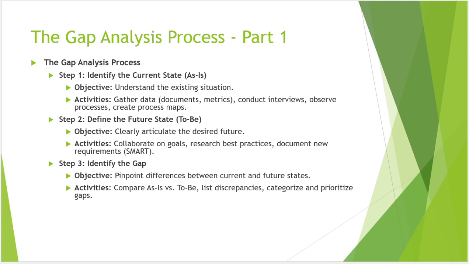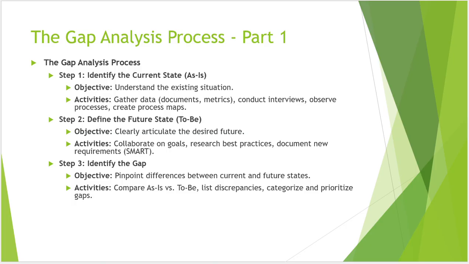And then we will move on to define the future state. So it's the most important two steps. Define the future state: the objective is to clearly articulate the desired future state. We should define in our mind how the system should work after implementing the changes in the system. And what are the goals, what are the business objectives, what are the to-be processes in there. So collaboration of goals, research best practices, document new recommendations, use SMART technique, use the SWOT analysis. So all these things are there, and define the future state of the system.